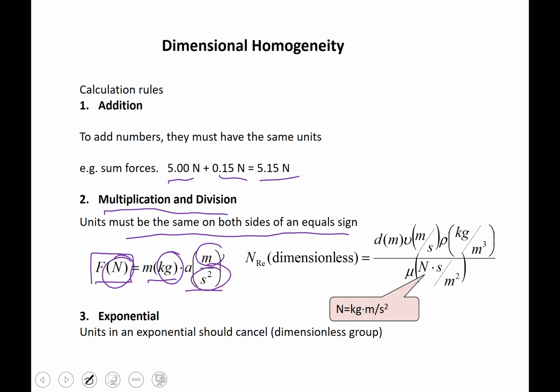So in chemical engineering, there are a lot of dimensionless numbers, which means that the units in the numerator have to cancel with the units in the denominator. So you can practice this one for yourself. You're going to be learning the Reynolds number in your Chemie 190 class, and you should be able to look at all the units and make sure that they cancel. Normally, in an exponential, the units should also cancel.